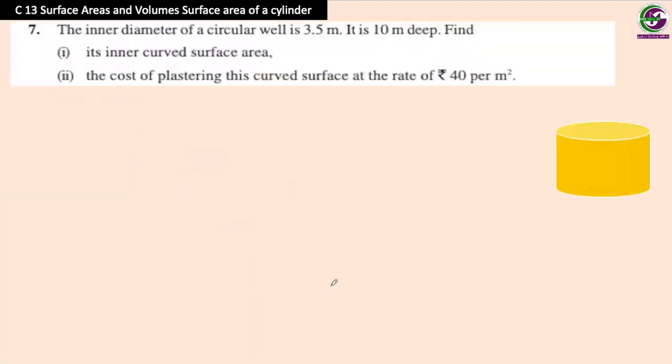Moving on to question 7. The inner diameter of a circular well is 3.5 meters. So we have to consider the inner part. Let us say there is a ring shape here. Inner diameter is 3.5. So diameter is 3.5 meters. And the height, deep means it is height is 10 meters. Inner curved surface area. So we have to find the radius, which is 3.5 divided by 2.